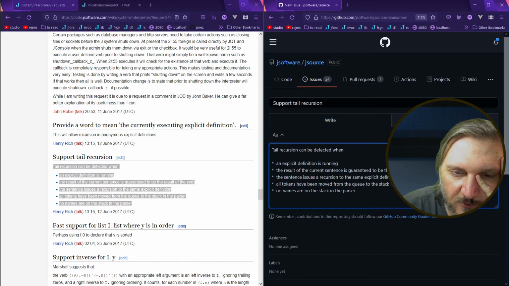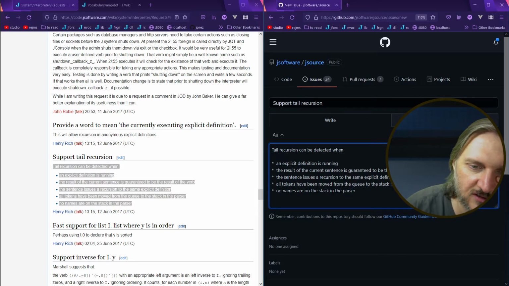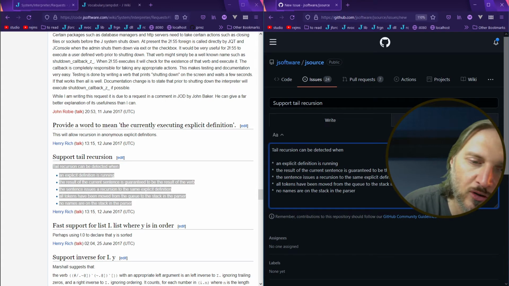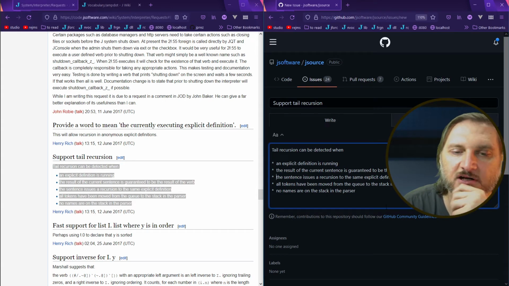I'm not completely fluent with the way the parser works, but I think I have some idea. I worked through it in the past. It's just been a while. But the queue is you're moving from right to left and then reading through all the tokens. But then you have to actually evaluate them, I believe. No, wait, no names are on the stack in the parser.